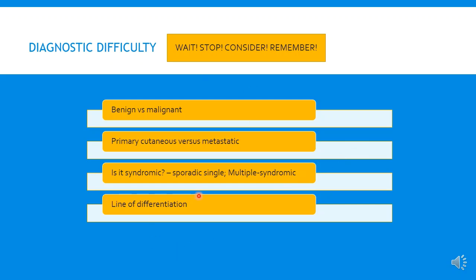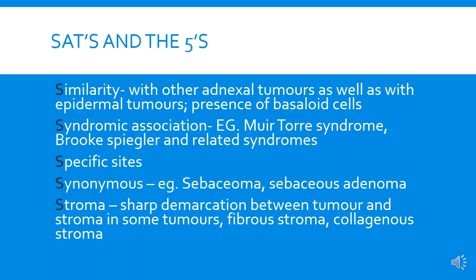And the line of differentiation. There are pointers towards a particular type of differentiation. Sebocytes are present in sebaceous tumors, and a lot of pointers like palisading and a particular type of stroma are seen in follicular tumors, and various other differences are seen in eccrine and apocrine tumors, which we will see in detail when we consider all those tumors separately. In adnexal tumors and the 5S, let us remember these 5S before arriving at a particular diagnosis of a cutaneous adnexal tumor.